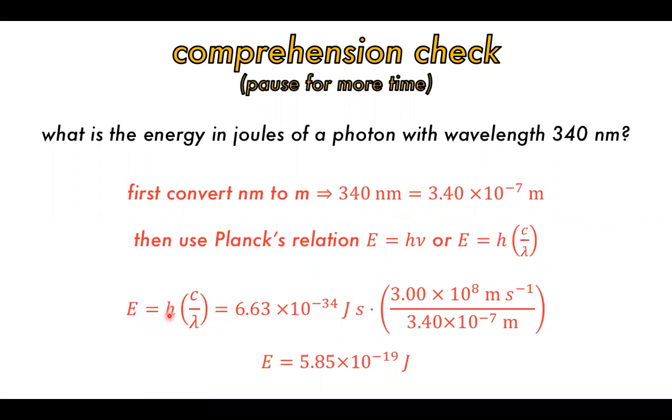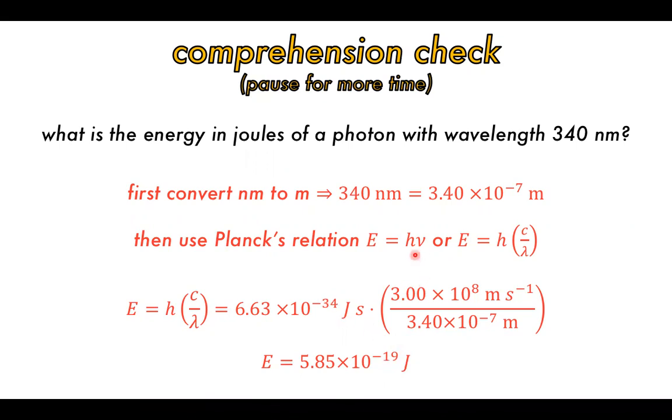So E is equal to hc over lambda, which is equal to 6.63 times 10 to the minus 34 joule seconds, times this c value, which is the speed of light, over this lambda value, which is 3.40 times 10 to the minus 7 meters. And then E is going to be equal to 5.87 times 10 to the minus 19 joules, because we were asked for the energy in joules in our question. And so this is how we would get the energy of a particular photon of light with a wavelength that is given to us.